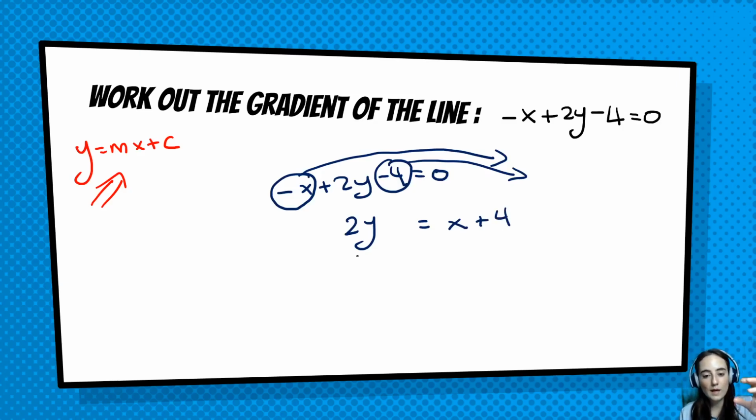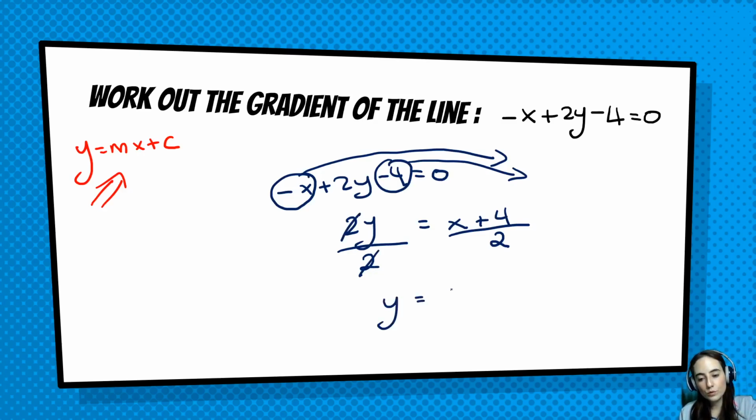Okay, so now we have 2y equals x plus 4. But remember, not only are we looking for a positive y, we're looking for 1y, which means I have to divide. In order to get 1y, I divide by 2 to make 1. But because it's an equation, if I divide one side by 2, I have to divide the other side by 2 as well, to keep things equal. So 2 divided by 2 is 1, so great, they cancel out each other.